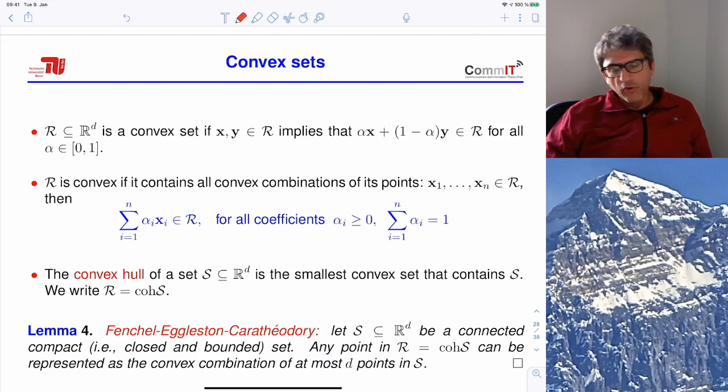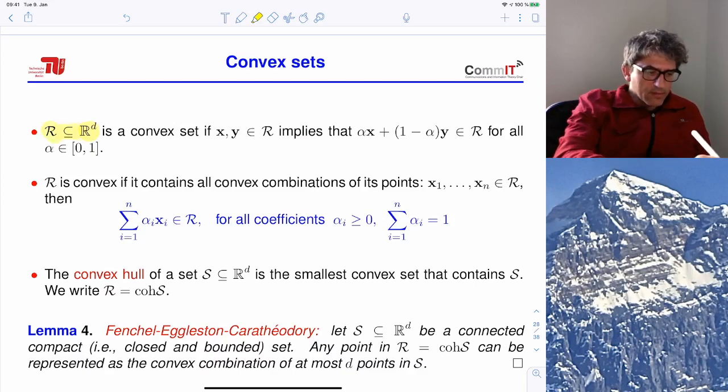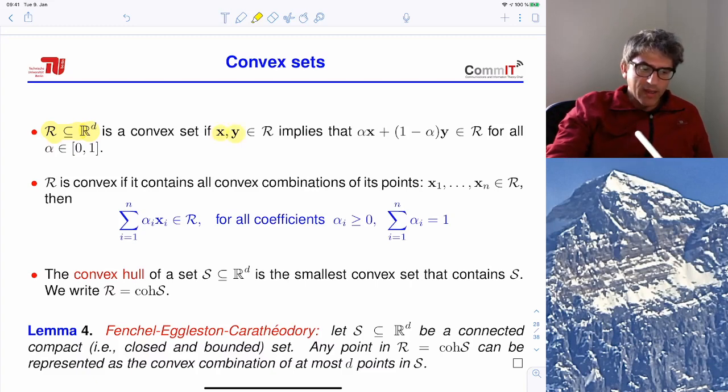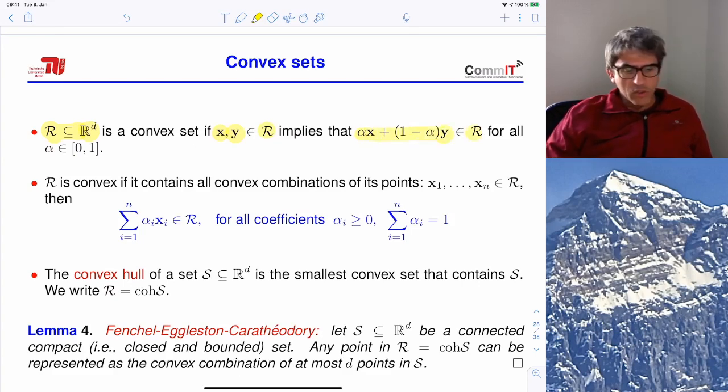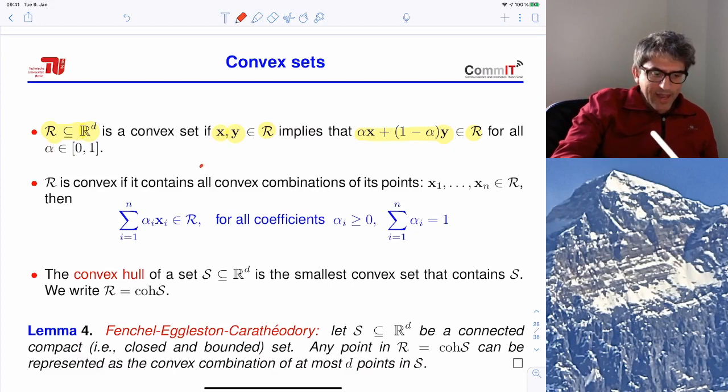So let's start from the definition of a convex set. So what is a convex set? Consider the real d-dimensional space Rd, and consider a subset, I call it R, calligraphic R, in the real d-dimensional space. We say that this subset is convex if for every x and y in R, the convex combination of x and y is also in R. So what is the convex combination of two vectors? The convex combination of two vectors is basically the set of all segments joining the two vectors.